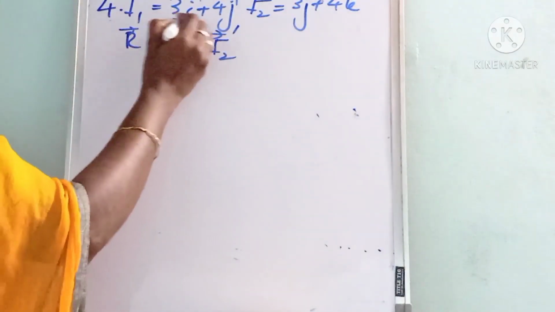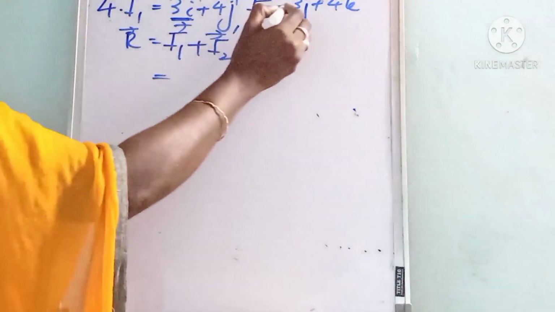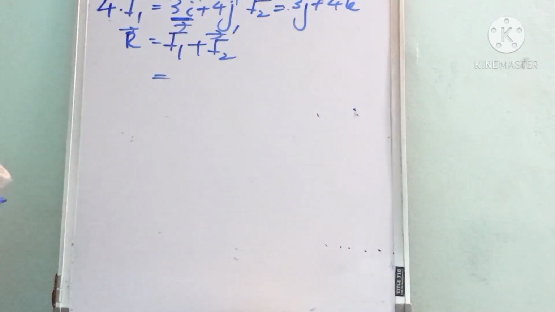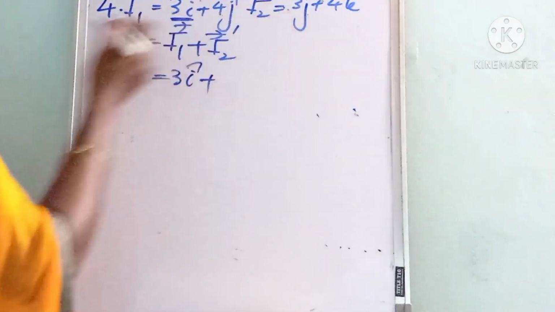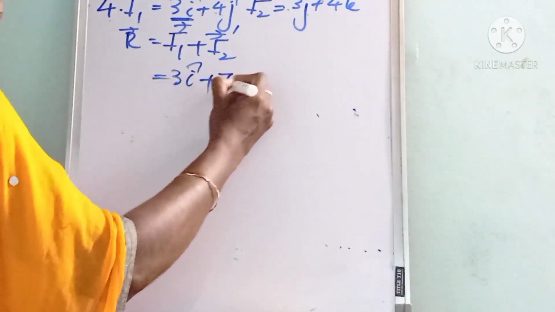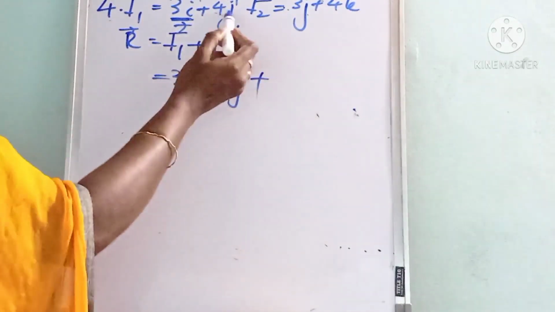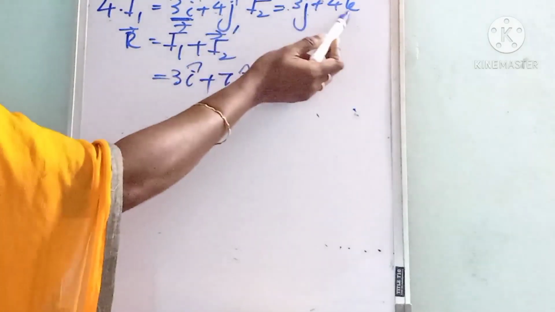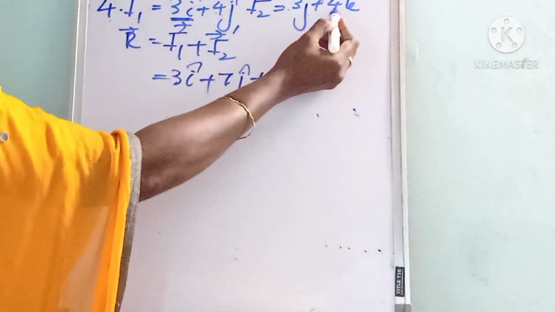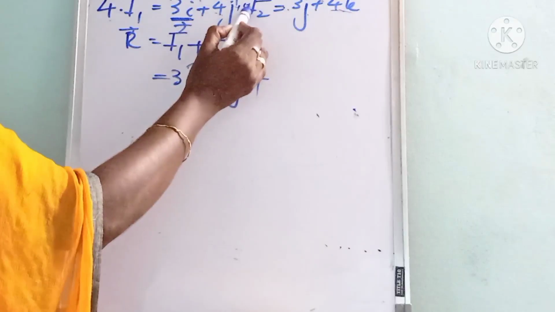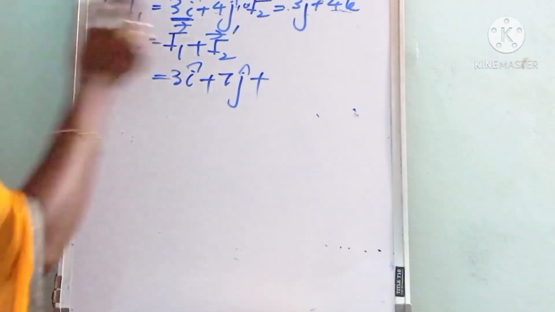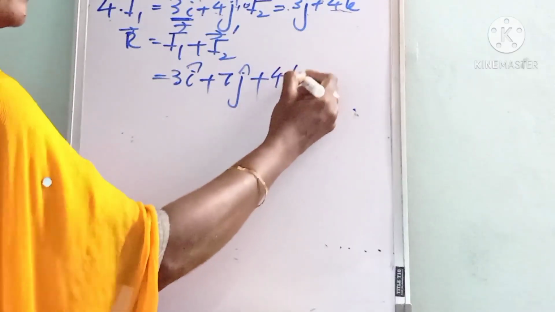Here we have 3i, but in the second force there is no term containing i. So it is 3i plus 4j, then here it is 3j, so 4 plus 3, 7j. Then there is no term containing the k unit vector in the first force, but here it is 4k. So we write 0k plus 4k, that is 4k.